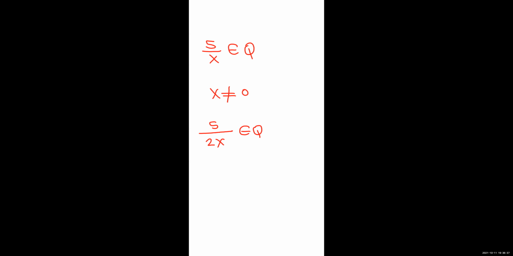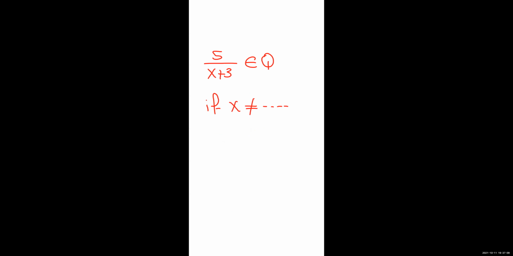Now it's clear. If the number 5 over 2x belongs to the rational numbers, then 2x is not equal to 0, so x is not equal to 0, of course. This is one type of question. The second type: if a number like 5 over x plus 3 belongs to Q, a rational number, what should x not equal? How do we solve this one? x plus 3 equals 0, so x is negative 3. Exactly, very good.